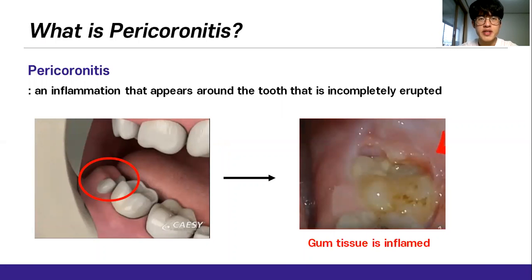Sir, the reason your lower right gums hurt is because of pericoronitis. Let me explain about pericoronitis. Pericoronitis is an inflammation of the gum tissue that appears around a tooth that is incompletely erupted. It most often occurs with the wisdom teeth, also called third molars. As you can see in this picture, your gum tissue is inflamed, and that's why you are feeling pain.